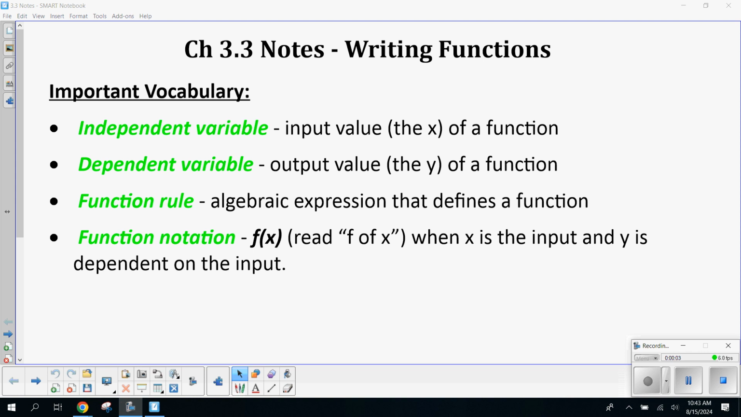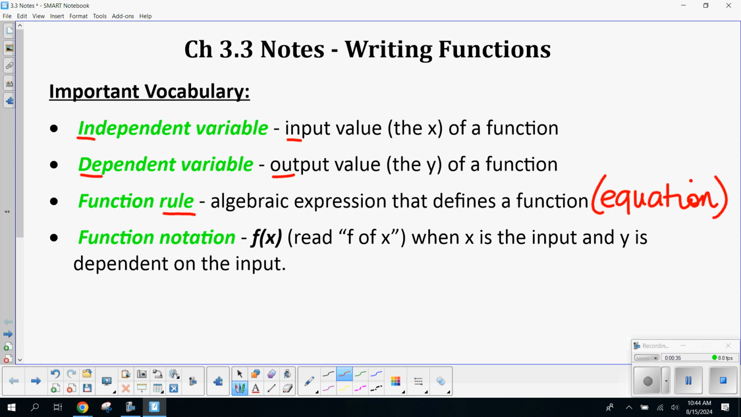In this video, we're going to talk about how we write functions and an important thing called function notation. So here's just some vocabulary. Independent is like our input. It's the value we plug in. Dependent is the output. Basically, it depends on whatever we plug in. A function rule is just something we have to follow. Basically, it's an equation. That's how we write a function rule. It looks like an equation.